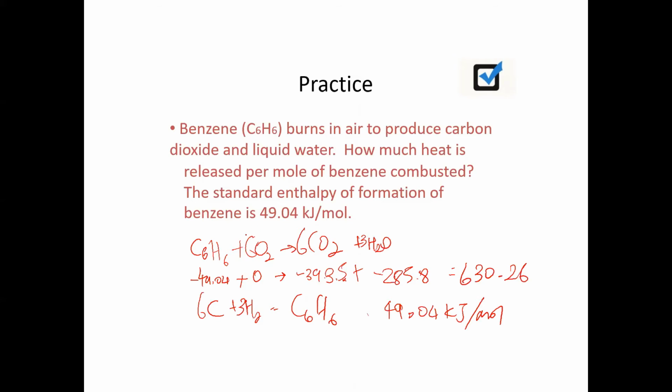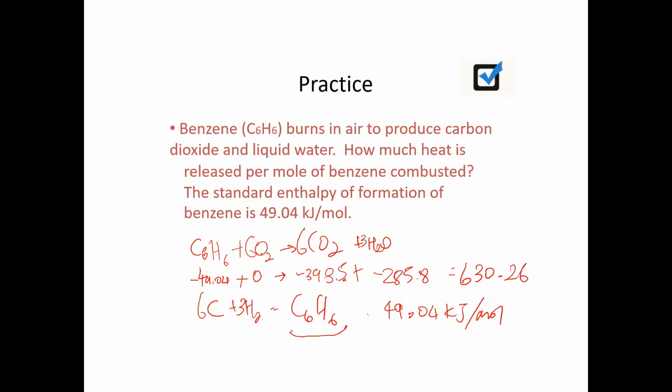What we have here is C6H6 plus oxygen, we get CO2 and H2O. I just balanced it. And then here we have C plus H2, we get C6H6. We balance it out, we get this. So you see, this is a product, that's why it's positive here. But if we want to use this here, we flip it into negative.